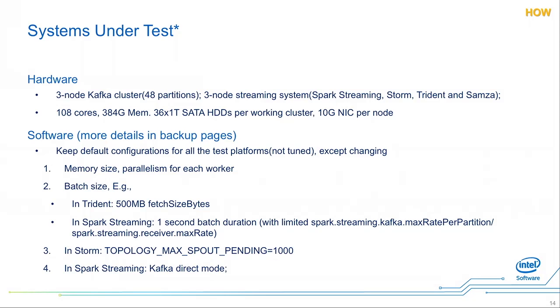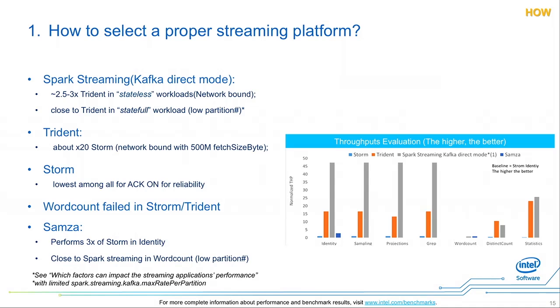Now let's revisit the first question. How to select a proper streaming platform? Here we run all of the workloads on top of different kinds of streaming systems, I mean most of the popular streaming systems. And on this page we collect the throughput score for each system respectively. The first is Spark Streaming. Here we use the Kafka direct mode in Spark Streaming, and as I mentioned, we also control the maximum receive rate to ensure that each batch job can be finished inside of each batch duration.